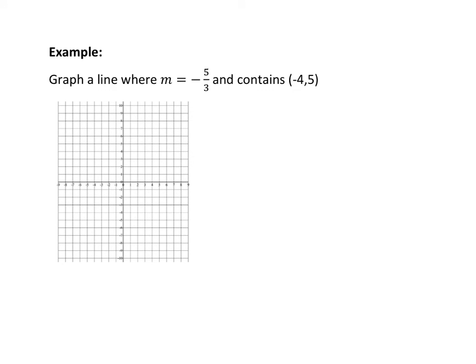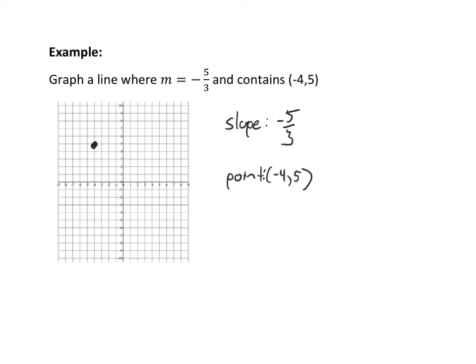In this next example, we're going to look at how we use the slope to create a linear function. So let's say we wanted to graph a line where m equals -5 over 3. So the slope is -5 over 3. And we have the point (-4, 5). In order to do this, the first thing that we want to do is put this point (-4, 5) on our graph. (-4, 5) would be this point here.